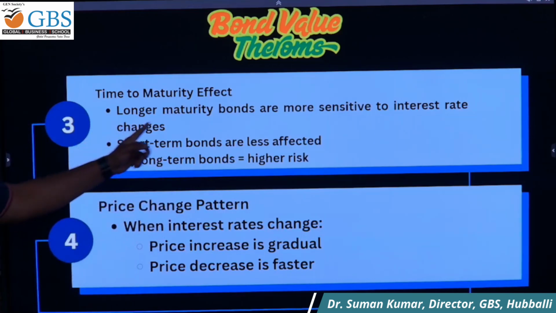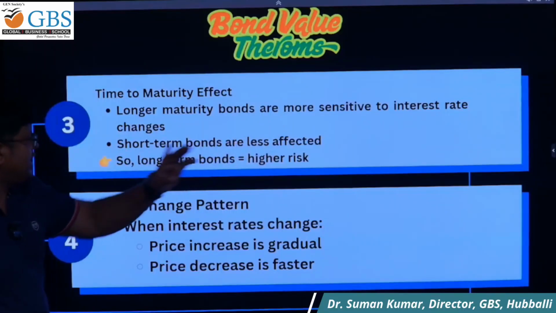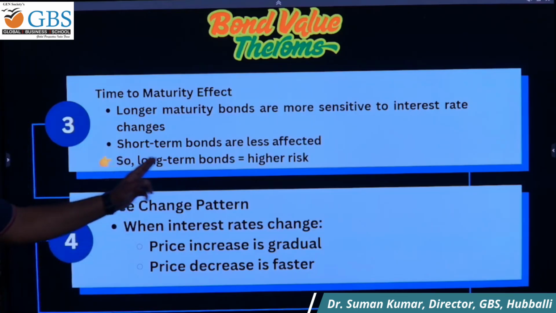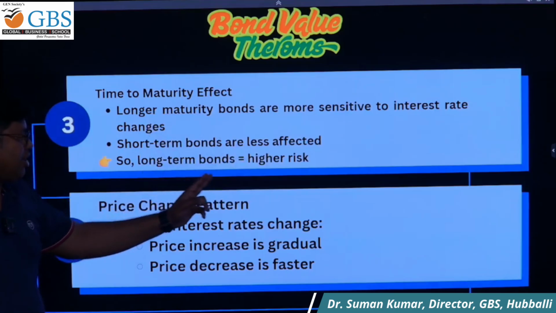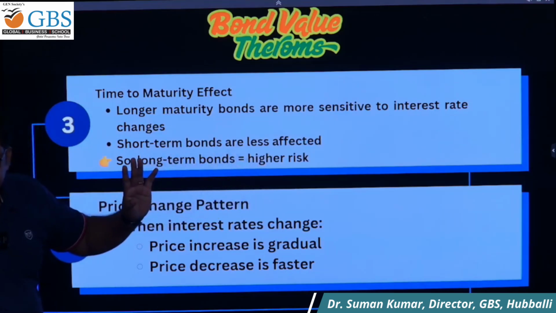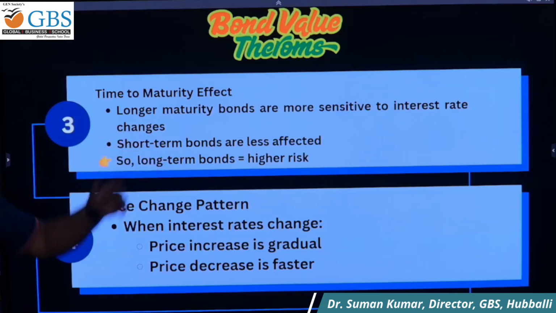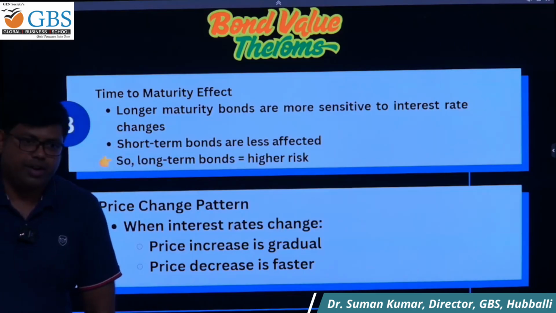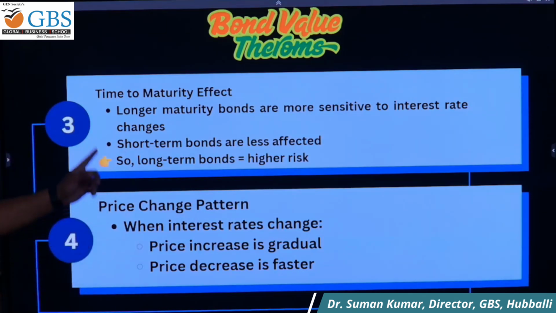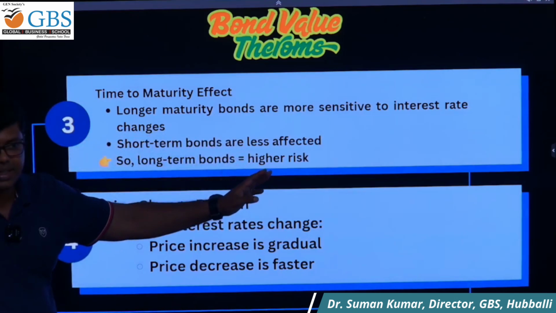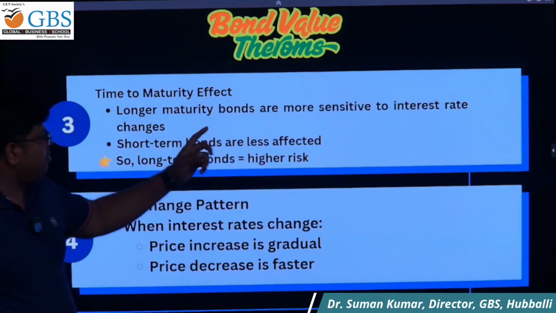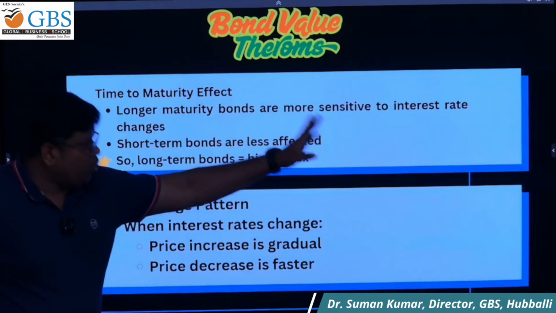So the longer the maturity, bonds are more sensitive to interest rate changes. So if there is a long duration, what happens? There will be a fluctuation in the bond rates. If there is less, then bond rates may not fluctuate. So when there is more time for maturity, bonds are more sensitive to interest rate changes.